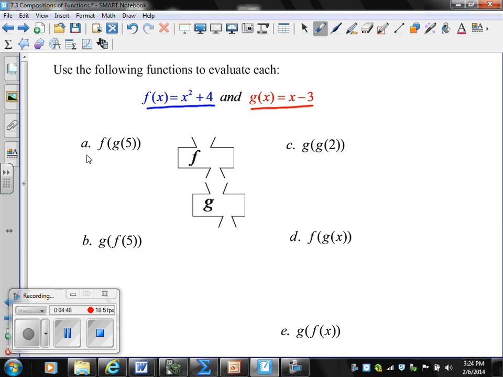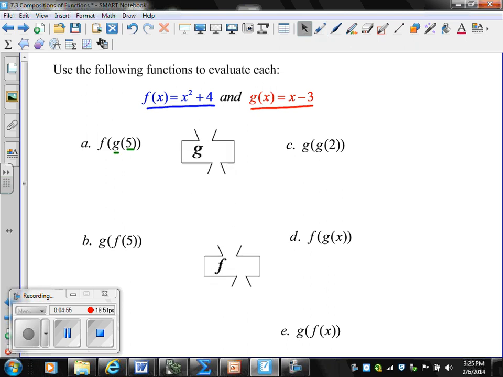So let's take a look at what A is telling us. A says take 5, put it into g. Well, as far as my picture goes, that's saying do this. I'm going to take 5, I'm going to put it into G. G says to do what? Well, G says to do x minus 3. So take my input 5, do 5 minus 3. What comes out is going to be 2, right?